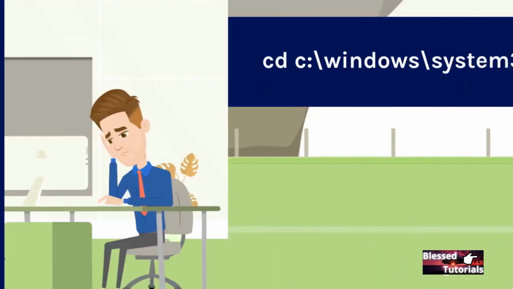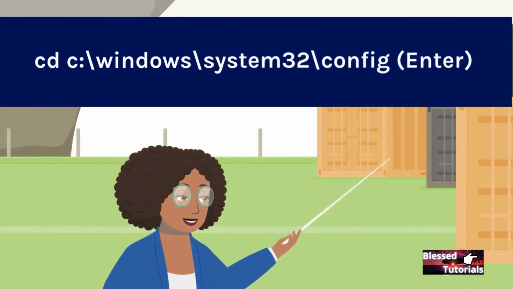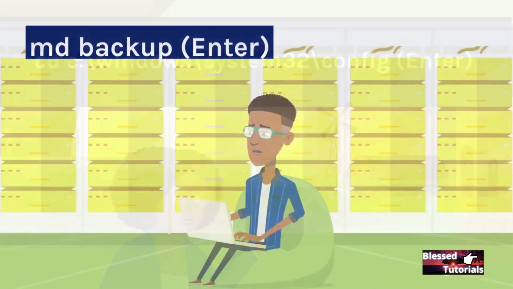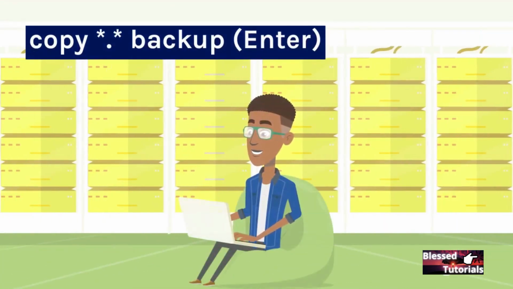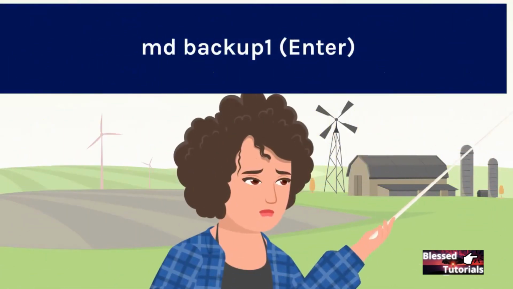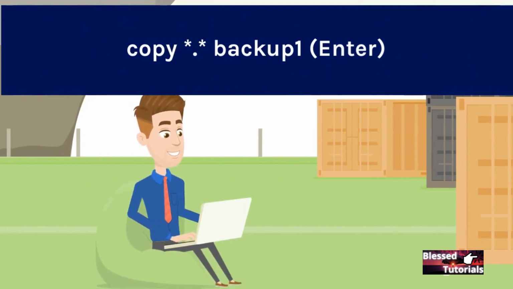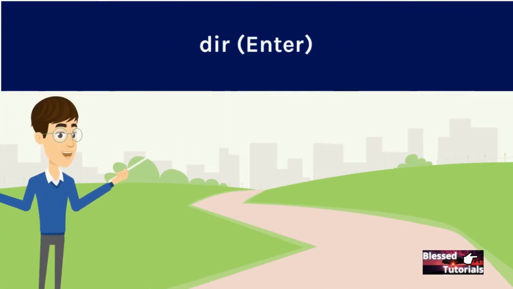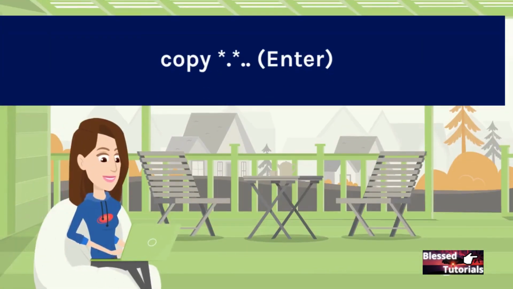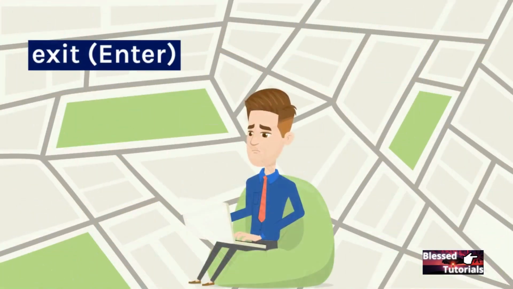C:, enter. cd c:\windows\system32\config, enter. md backup, enter. copy *.* backup, enter. md backup1, enter. copy *.* backup1, enter. cd regback, enter. dir, enter. copy *.*, enter. All, enter. Exit, enter.